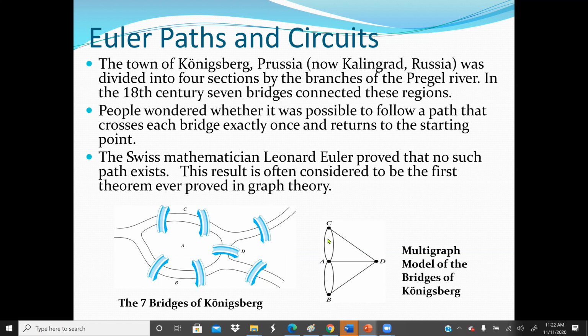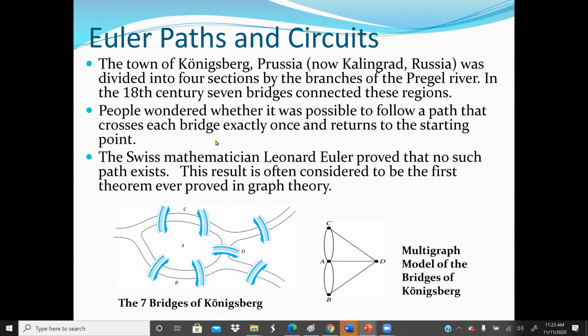Euler proved that it's impossible, and that was one of the first theorems ever proved in graph theory. So here we say that the town of Königsberg, Prussia, now known as Kaliningrad, Russia, was divided into 4 sections by the branches of the Pregel River. In the 18th century, 7 bridges connected these regions. So we have 7 bridges, or 7 edges, connecting the 4 vertices, which are the towns.